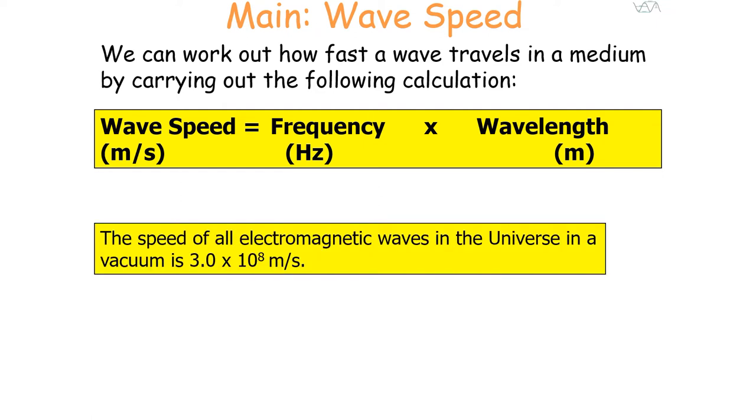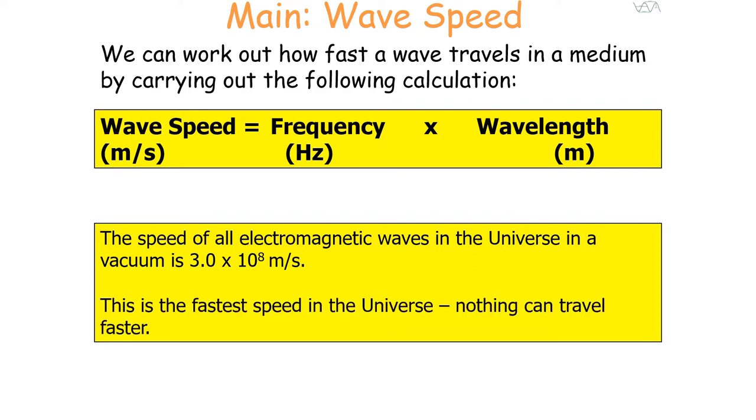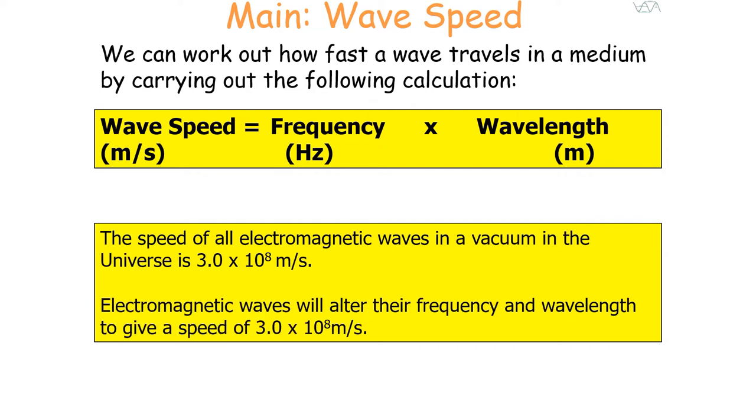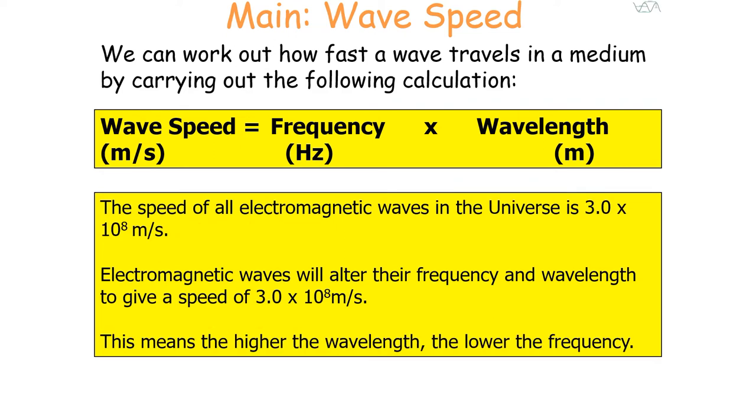Now the speed of all electromagnetic waves in a vacuum is 3 × 10⁸ meters per second. That's the fastest possible speed in the universe. Nothing can travel faster. Now it's important to note that the speed of all electromagnetic waves in a vacuum has to be 3 × 10⁸ meters per second. Electromagnetic waves will alter their frequency and wavelength to give a speed of 3 × 10⁸ meters per second. So the longer the wavelength, the lower the frequency. The shorter the wavelength, the higher the frequency.